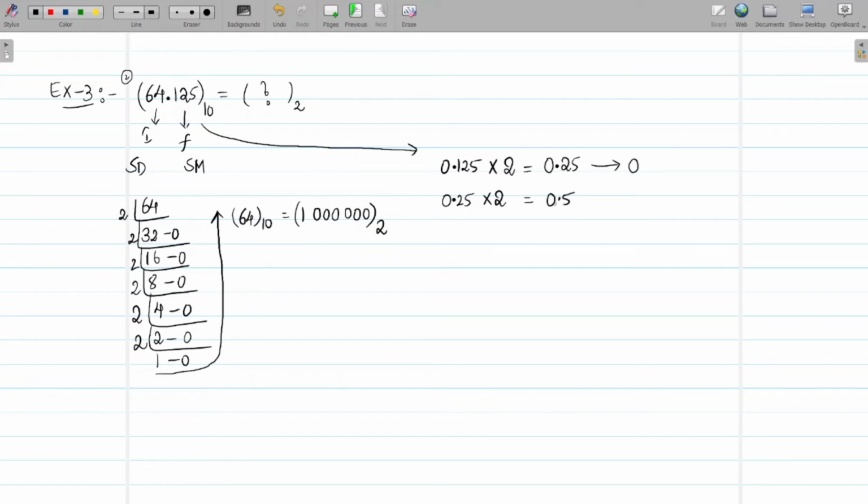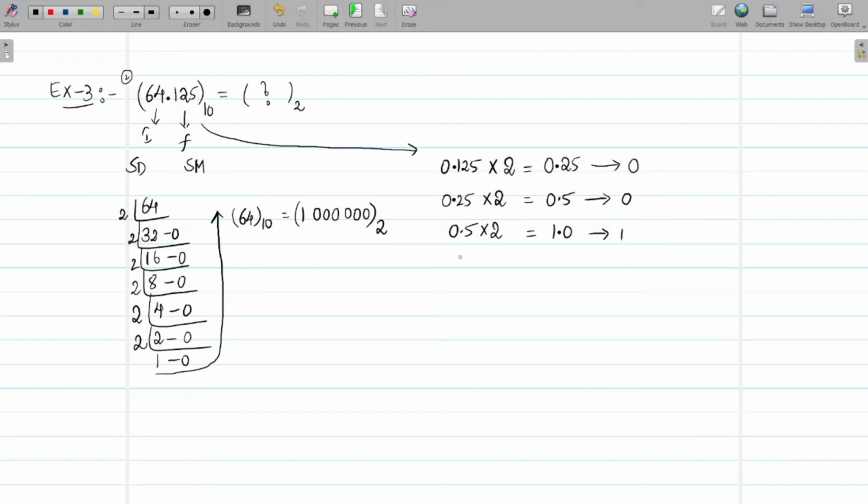Now for this, what is the integral part? 0. The decimal part is 0.5, so write 0.5 as it is. 0.5 into 2. What is 0.5 into 2? It is 1.0. So if you write 1 separately, you are left with 0.